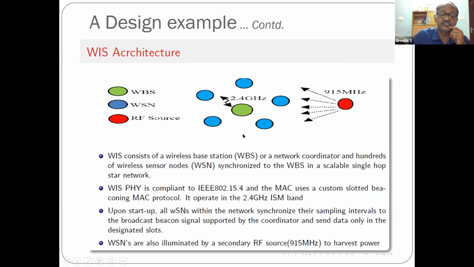So these wireless sensor nodes were communicating at a frequency of 2.4 gigahertz, which is quite similar to Zigbee frequency, if you may know that. And here it can be seen that the wireless sensor nodes, what is shown in blue color, basically acquire the data from the environment, and send the data over a wireless link to the wireless base station.